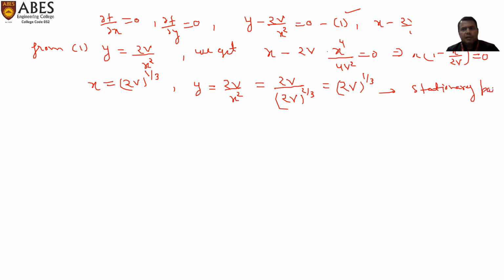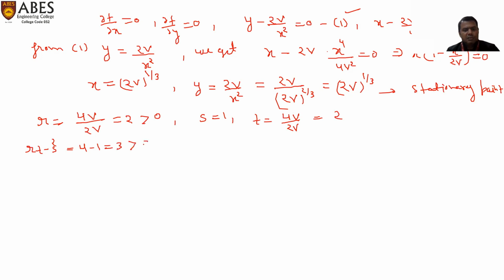Stationary point: x and y equal (2b) to the power 1/3. Now at this point, we calculate r. So r is 4b upon 2b equals 2, which is greater than 0, and s equals 1. Similarly, we calculate t. So t equals 4b upon 2b equals 2. Now we calculate rt minus s square. That is 4 minus 1 equals 3, which is greater than 0.